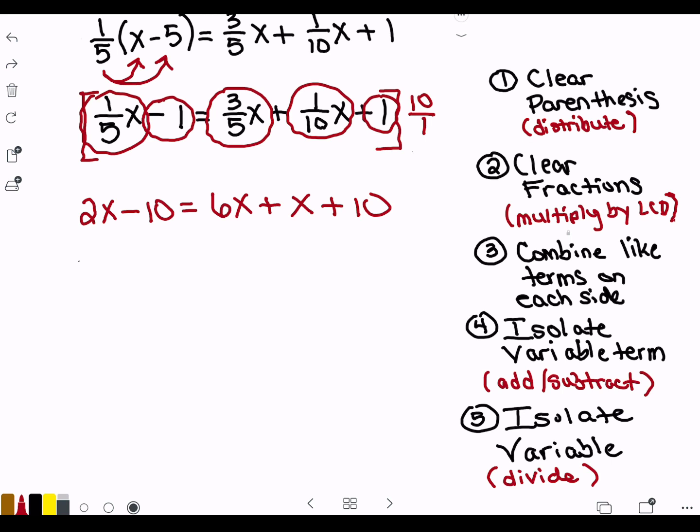So now I'm at step number 3. I need to combine like terms on each side. If you look over here, I can combine these together, the 6x plus 6x plus x, and that's going to give you 7.